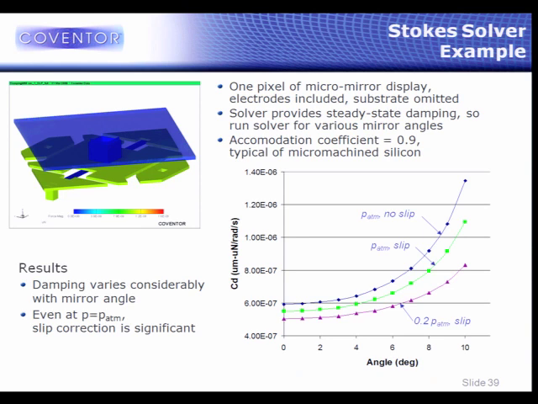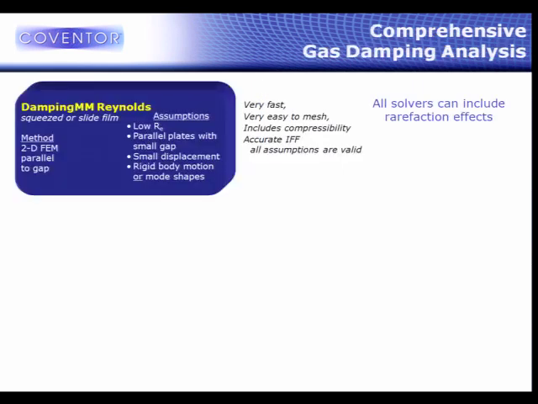rarefaction factors. So this is 0.2 atmospheric pressure. I think that's atmospheric pressure here, with slip and with no slip. So accounting for slip turns out to be important, and it's something you can do in the Stokes solver.